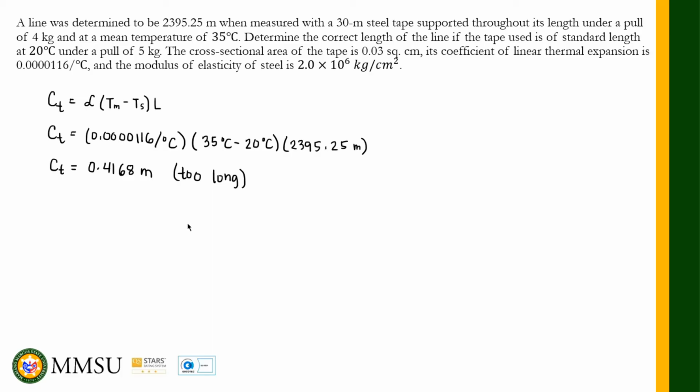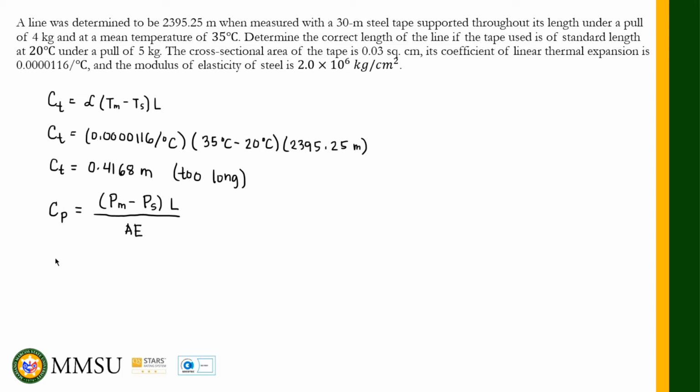Now, since alam na natin yung correction due to temperature, another correction that we need to apply here is the correction due to pull. Okay? So the correction due to pull is C sub P. We have the formula for correction due to pull, PL over AE. Okay, so that's PM, that's the pull during the measurement, minus the standard pull times the measured length divided by the area times the modulus of elasticity.